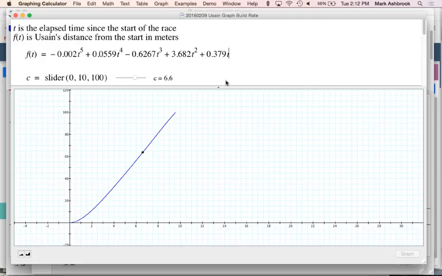So how can I find out? Does he have a speed at that moment? Does he have a rate of change at that moment? How can I find that out? Tell the person next to you how I would go about figuring out what his rate of change of distance with respect to time, or his speed, would be at this moment. Go.